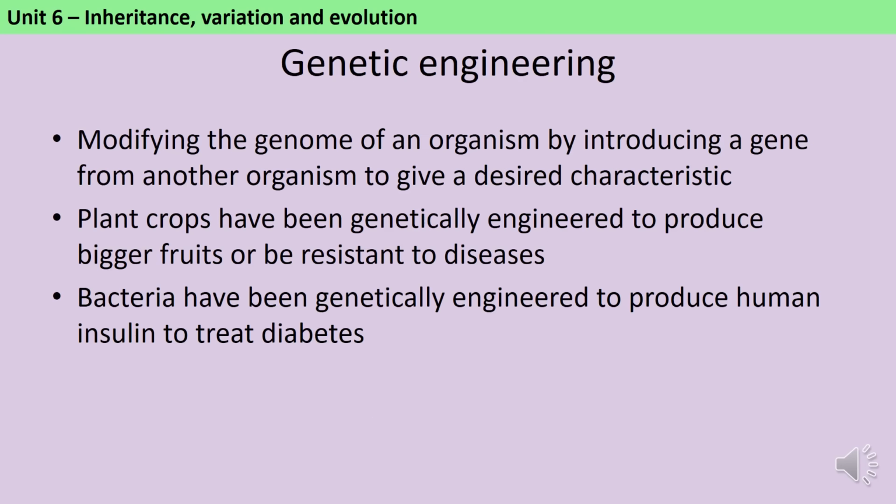Genetic engineering is an even faster and more efficient way to develop a population that all have a particular characteristic. Rather than taking two parents that have the characteristic and breeding them together and hoping that the offspring will have it, we can take the gene and directly insert it into an individual. This also means that it's possible to transfer genes from a completely different species. Plant crops have been genetically engineered to produce bigger fruits or be resistant to diseases, and bacteria have been genetically engineered to produce human insulin to treat diabetes.